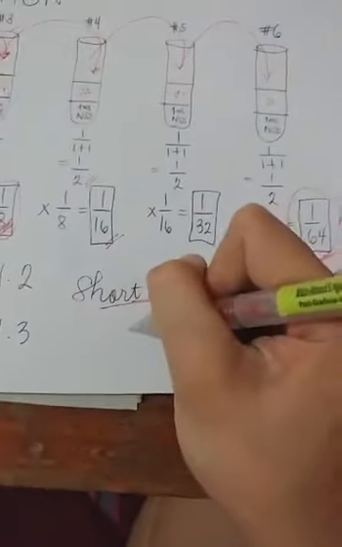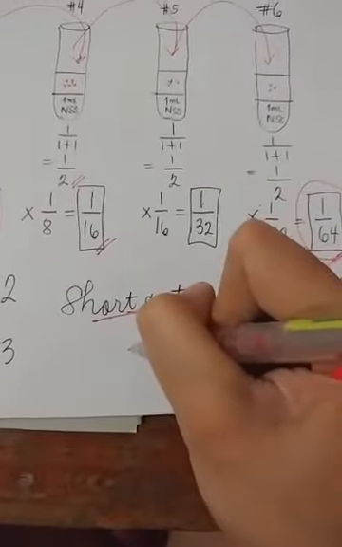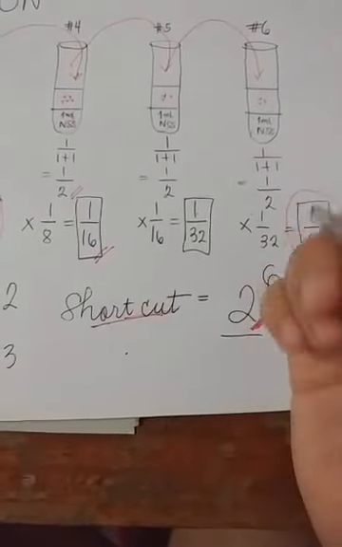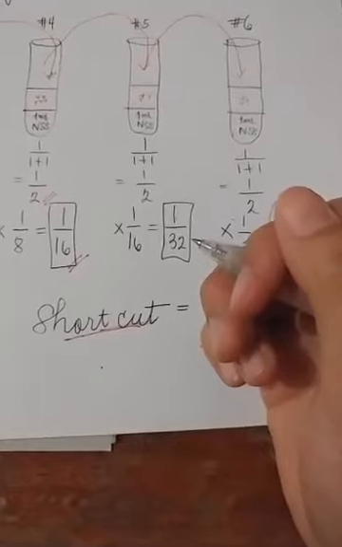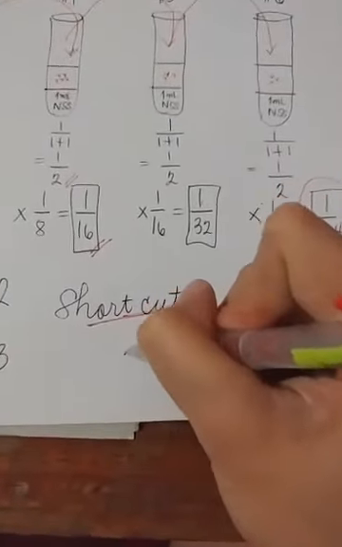Halimbawa naman, sabihin sa'yo, in a threefold serial dilution. Okay? So, threefold serial dilution, what is the final dilution in tube number 2? Kunwari, para hindi masyadong mahirap mag-mental math.